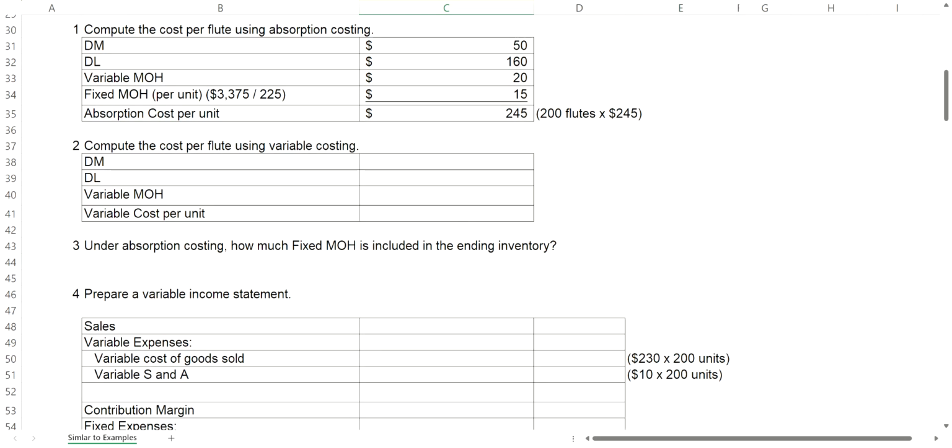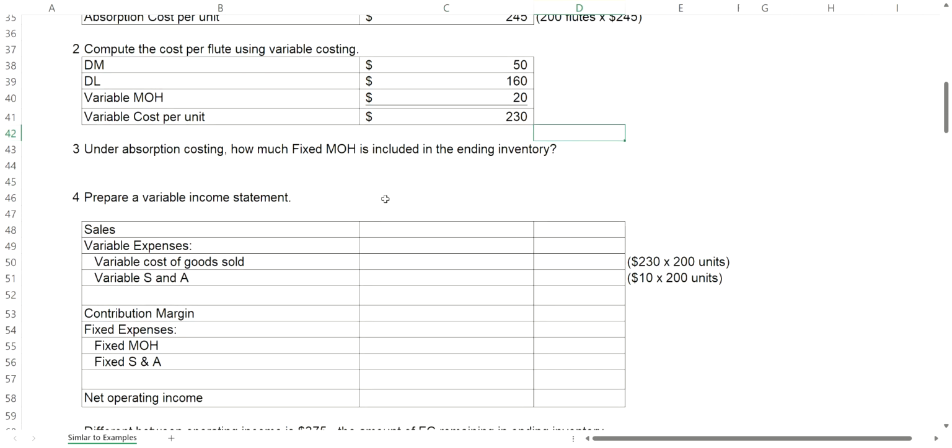Next, let's move on to getting a cost per flute using the variable method. When we do the variable method, we just include the variable cost of manufacturing only. So that would be the first three items: materials, labor, and variable manufacturing overhead. We do not include the $15 fixed overhead. So therefore, 50 plus 160 plus 20, and again, I don't include the 15. Using the variable costing, your cost per flute is $230.